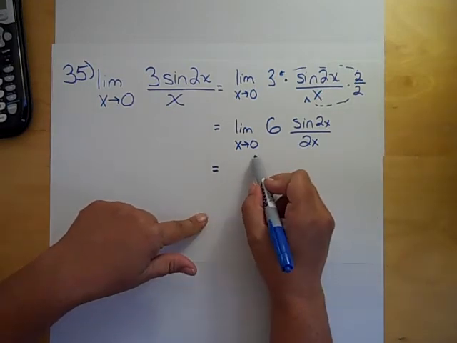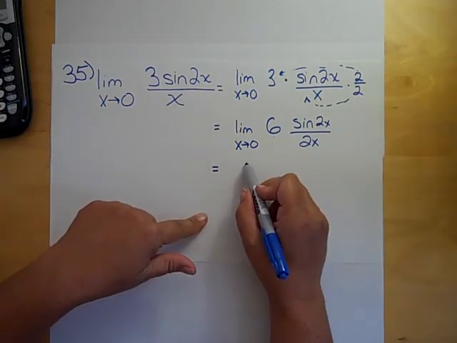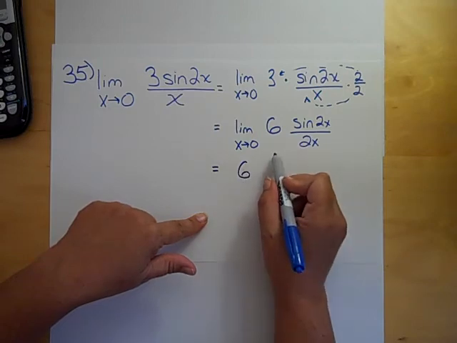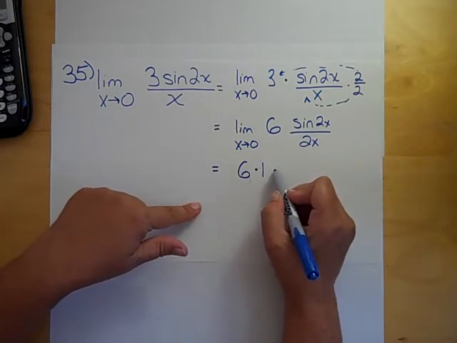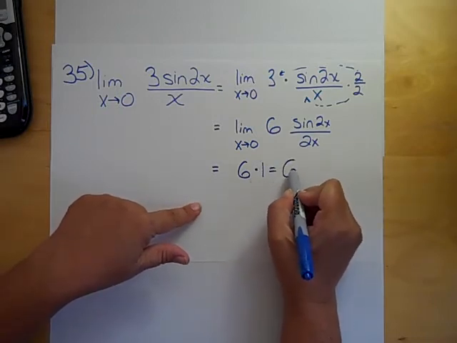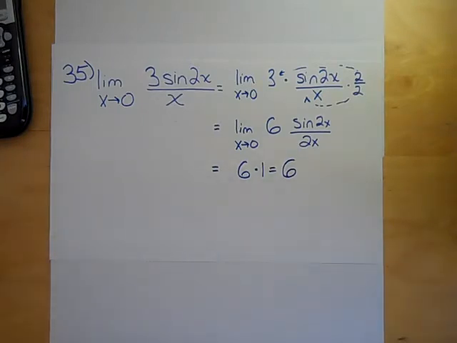The limit as x approaches 0 of 6 is 6. Limit of a constant is a constant. The limit as x approaches 0 of sine 2x over 2x is 1, because we know that from our special limit. Our answer is 6.